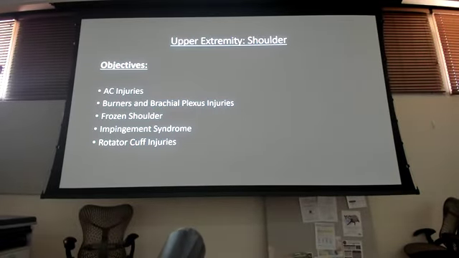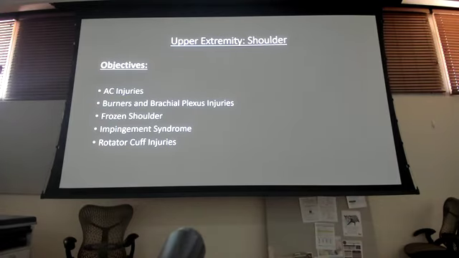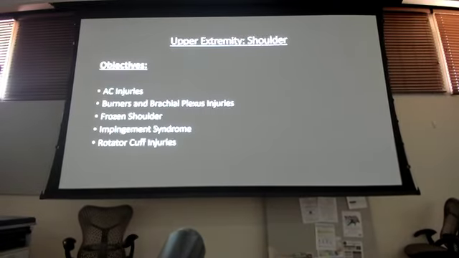So upper extremities, specifically shoulder. We're going to talk about some pathologies. Okay. Acromioclavicular injuries. Yesterday again, we discussed the acromioclavicular joint. We discussed how it's a joint that can have instability. So we'll get into that, and those disease conditions that can exist.